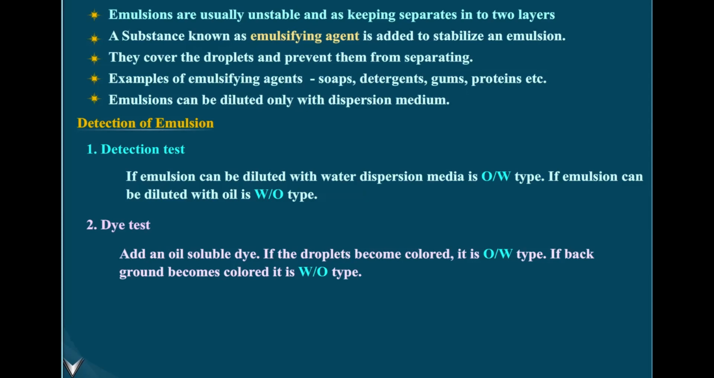One important point in the textbook is that emulsions can be broken into their constituent liquids. You can separate the emulsions, and demulsification can take place, separating the liquids from the emulsion. This can be done by heating, freezing, and centrifuging. This sentence is given in your textbook.